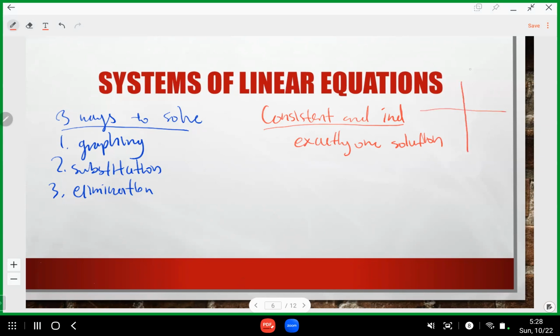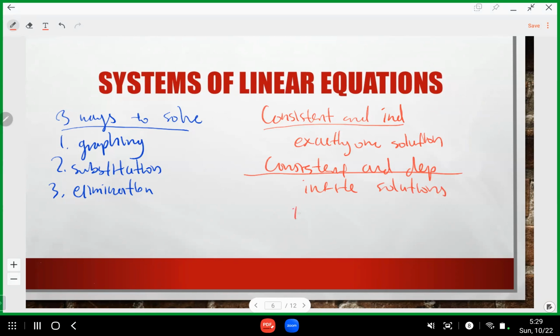This is what it looks like. We have our 2 equations here. Let me use a different color actually, it's easier to see. So I'm just going to do the graphs later. Next one we have is consistent and dependent. This is infinite solutions, and one solution depends on the other. Inconsistent is no solution. So what do these actually look like?